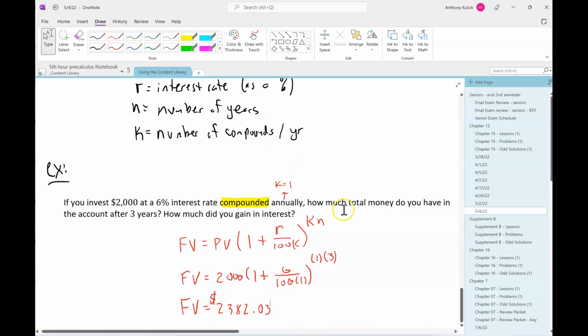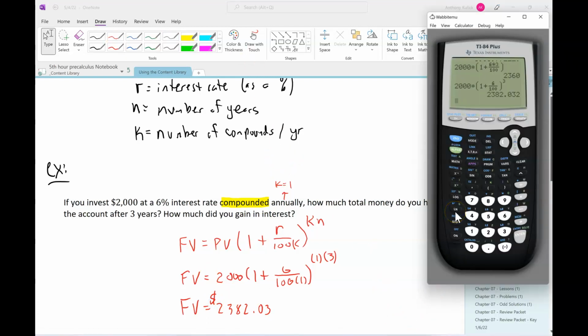So how'd that compare to the simple interest? More. How much more? It's up on the calculator. Like $22, right? Over 3 years. Is that a big whoop? Not really.